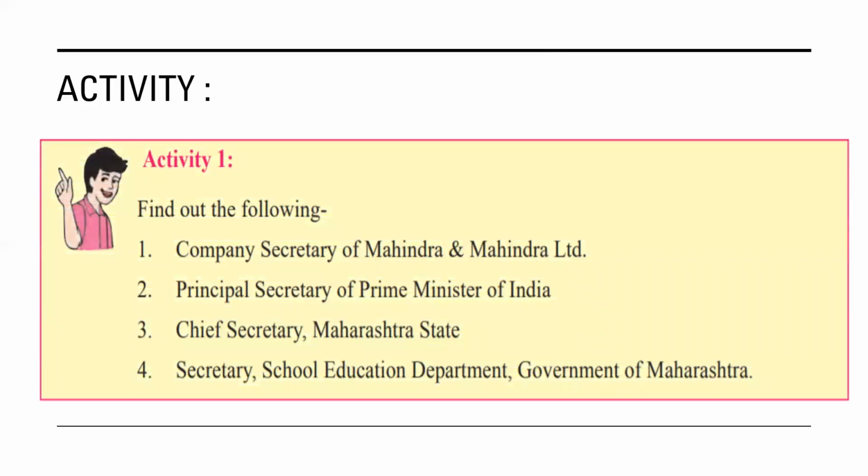Then yesterday I had given you an activity based on your textbook. I told you all to find out information of different types of secretary. That is company secretary of Mahindra and Mahindra Limited, which is a joint stock company. Principal secretary of Prime Minister of India, that is the personal secretary. Chief Secretary of Maharashtra State, that is of state and government you can say. Secretary, School Education Department, Government of Maharashtra.